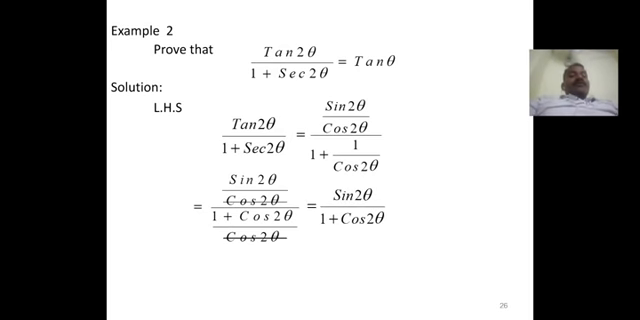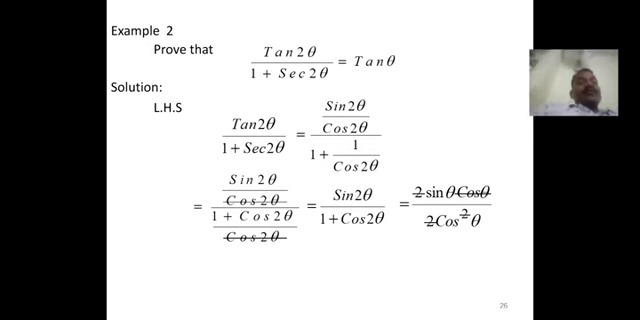Sin theta by 1 plus cos 2 theta. As you know, the sin 2 theta formula is 2 sin theta cos theta, and 1 plus cos 2 theta is 2 cos square theta. So if you replace that, 2 sin theta cos theta by 2 cos square theta, the 2 will cancel, one cos theta will cancel. The remaining is sin theta by cos theta, sin theta is the numerator and cos theta is the denominator. So this is tan theta. This is the RHS value.